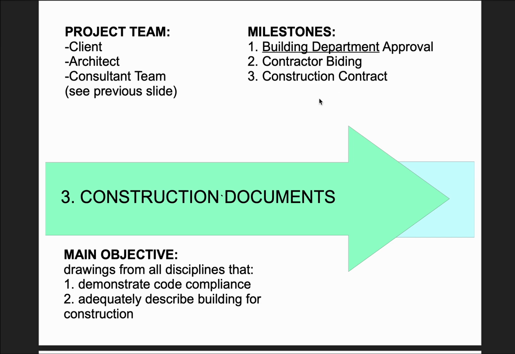So the milestones are obviously you're going to present this to the building department and get approved. And then during this portion, if it's a large project, you would have contractors submit their bids on it. And at the very end, once you have selected a contractor, you're going to award it to the contractor and generate a contract.